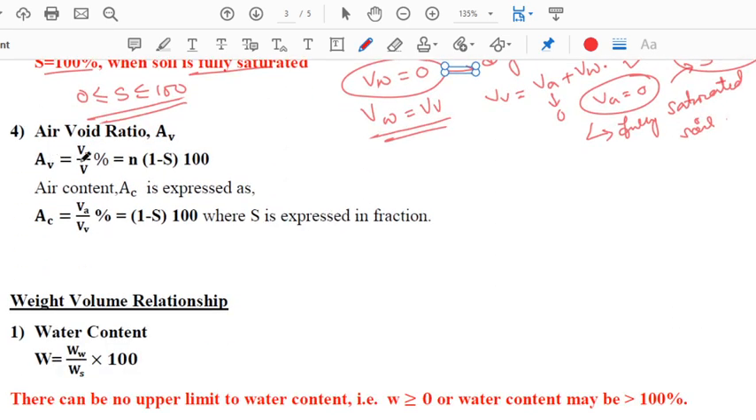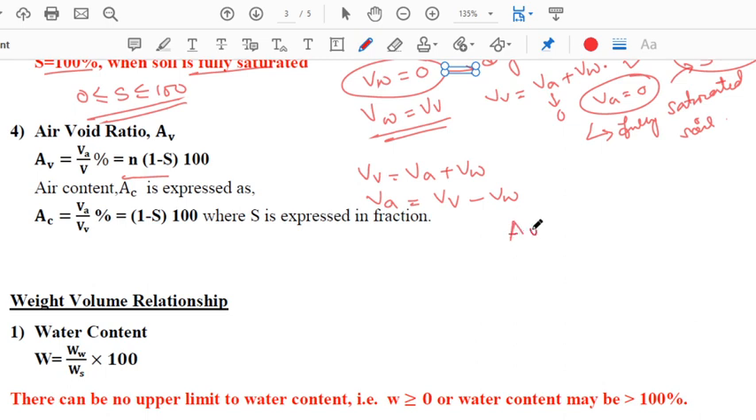Next, let us move on to the air void ratio. Air void ratio is the ratio between the volume of air and the total volume. Okay, this is also represented in percentage. So how this equation is coming, let us see. Since volume of voids equals volume of air plus volume of water, we can write volume of air as volume of voids minus volume of water.